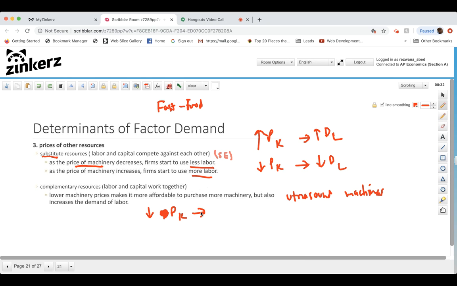But at the same time, because these two things, the machines and the technicians, go hand in hand, you're also going to respond by increasing your demand for ultrasound technicians. Okay, so if the price of machines went down, you responded by increasing your demand for the technician. And if the price of the machines went up, you would respond by lowering your demand for the technician. So for substitute resources, the arrows travel in the same direction. For complementary resources, the arrows go in the opposite direction.